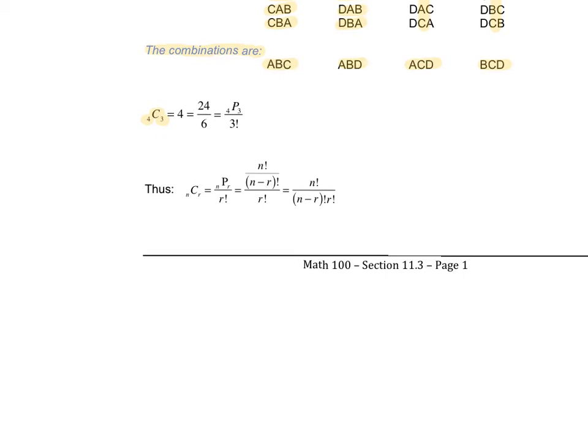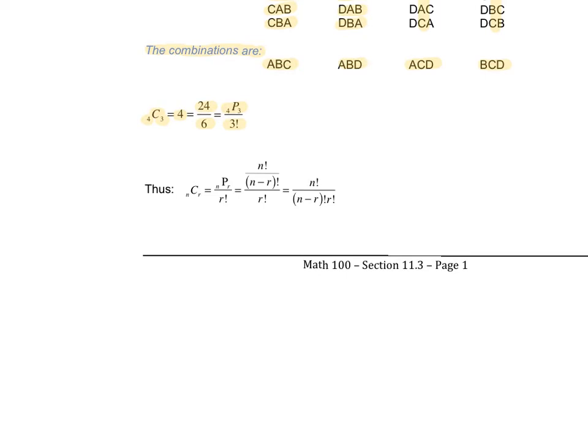So 4C3 is the combination that represents this example. It turns out that there are 4 combinations. I'm going to write 4 as 24 over 6. And the reason why I wrote 24 in the numerator is because I know there's 24 permutations. So I can replace 24 with 4P3. And I can write 6 as 3 factorial. Remember, we were choosing 3.